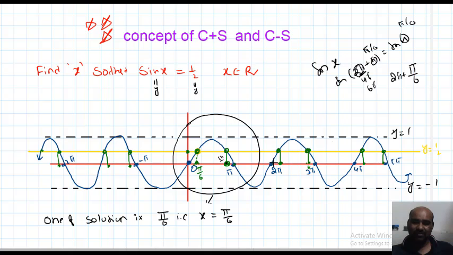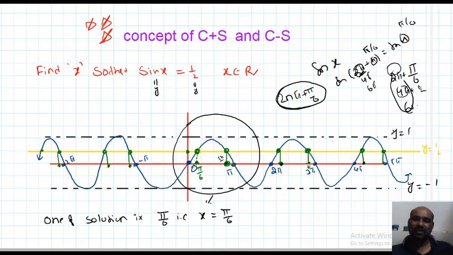That is this point. 2 pi plus pi by 6, this point. Next, 4 pi plus pi by 6 also will satisfy. See, 4 pi, this point. 6 pi plus pi by 6 somewhere. Like that: 2 pi plus pi by 6, 4 pi plus pi by 6, 6 pi plus pi by 6. Observe what rule is followed by all these? 2n pi plus pi by 6.